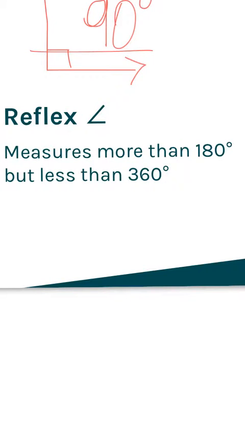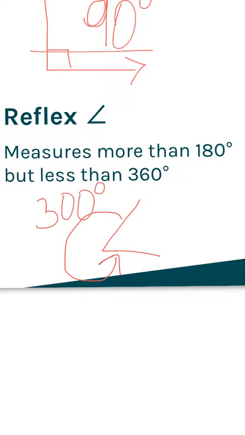Reflex angle measures more than 180 degrees but less than 360 degrees. So you might have this whole angle that is 300 degrees as a reflex angle.